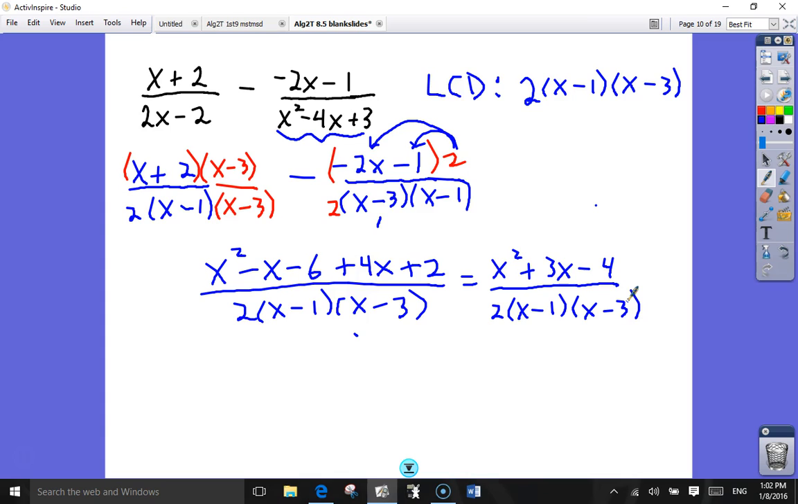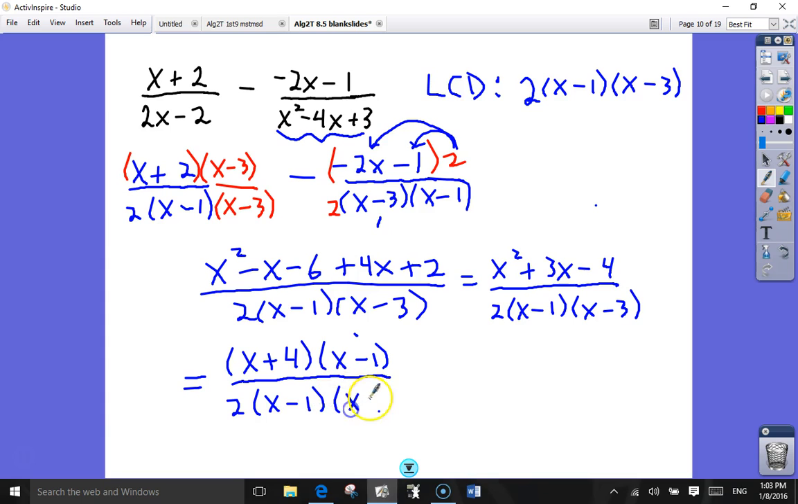Try again. It's actually x plus 4 times x minus 1. So x minus 1 will simplify. So we should keep going. We should write x plus 4, x minus 1, and then we can cancel the x minus 1s.